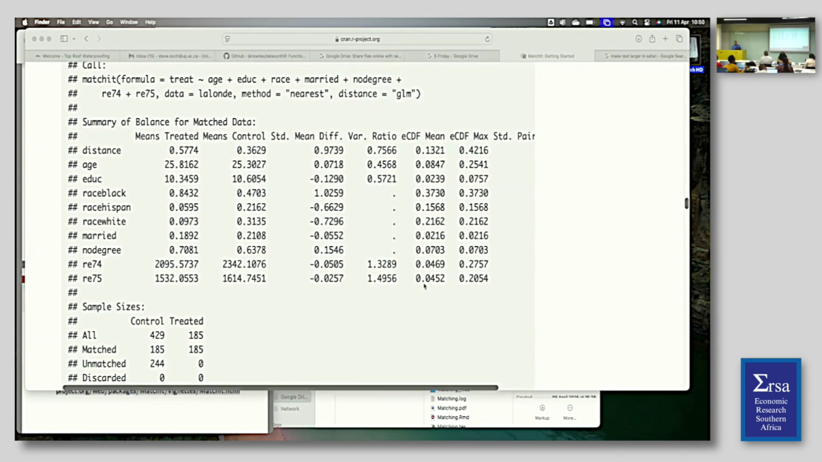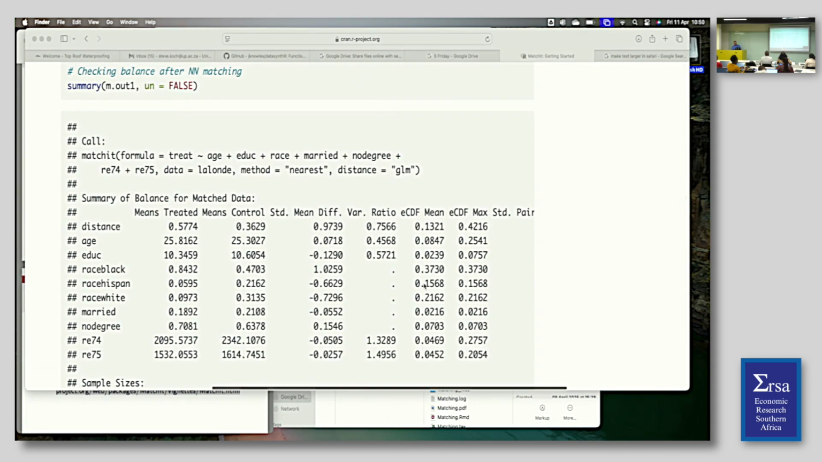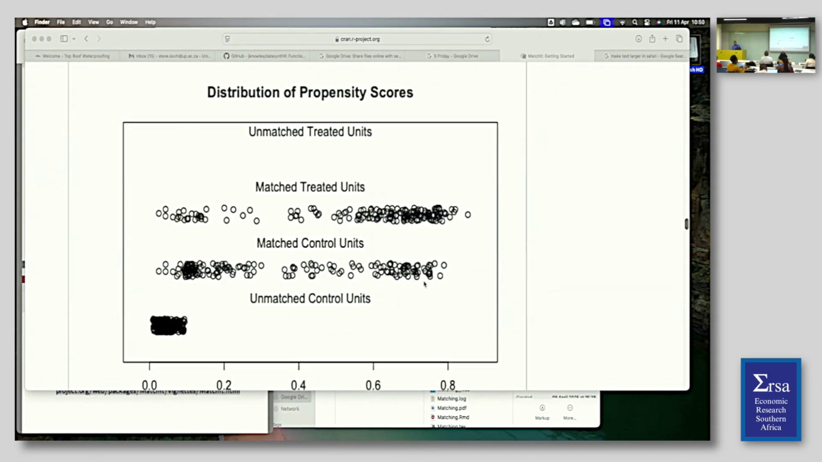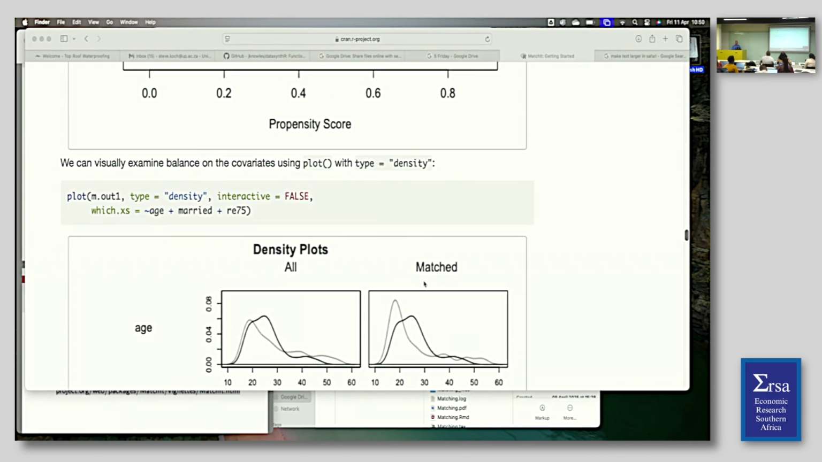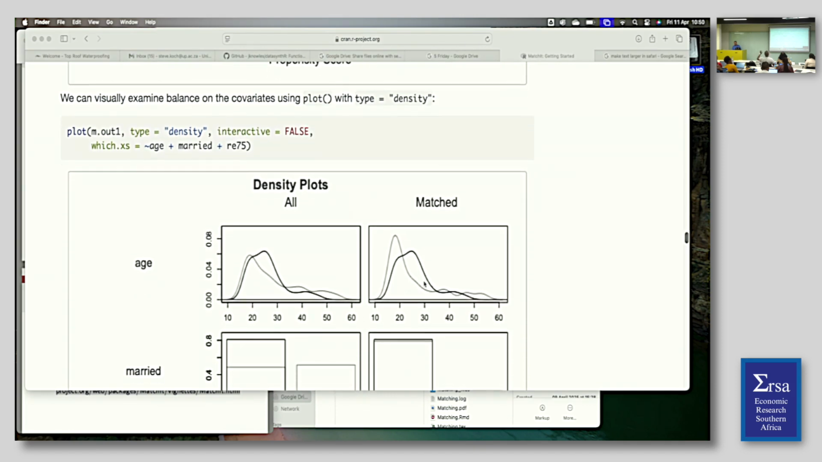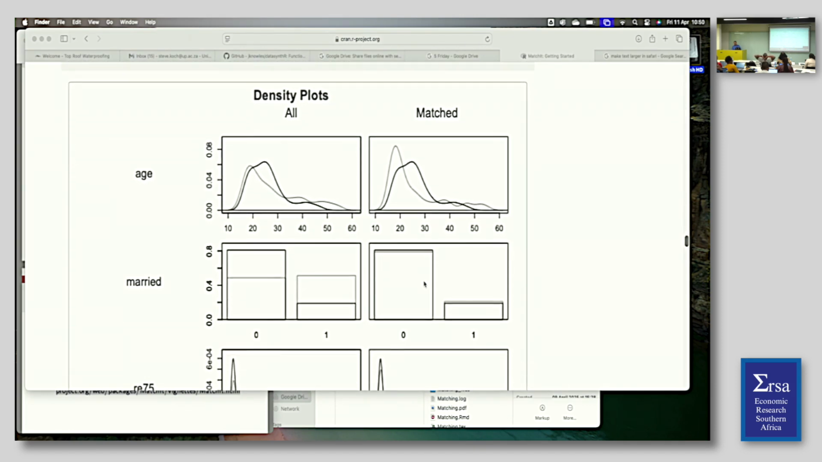So we've got better balance, not perfect, but better balance. We've got overlap. The ignorability condition, we just assume. We can't do anything about it. And then it plots these different things a little better. I'm going to find these maybe a little more useful.